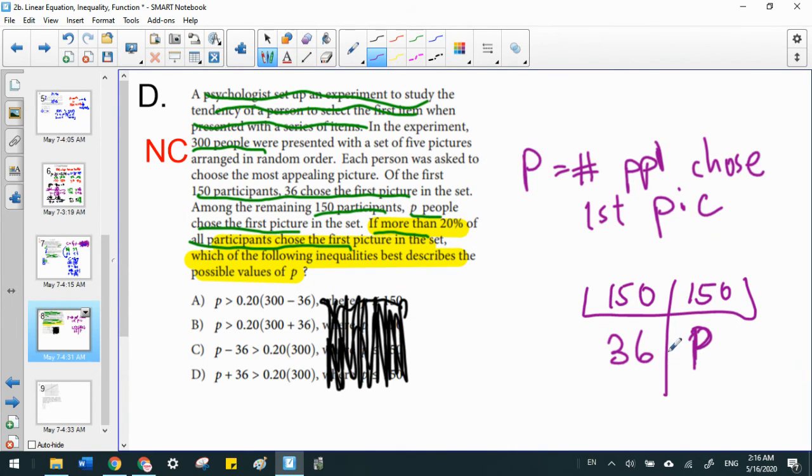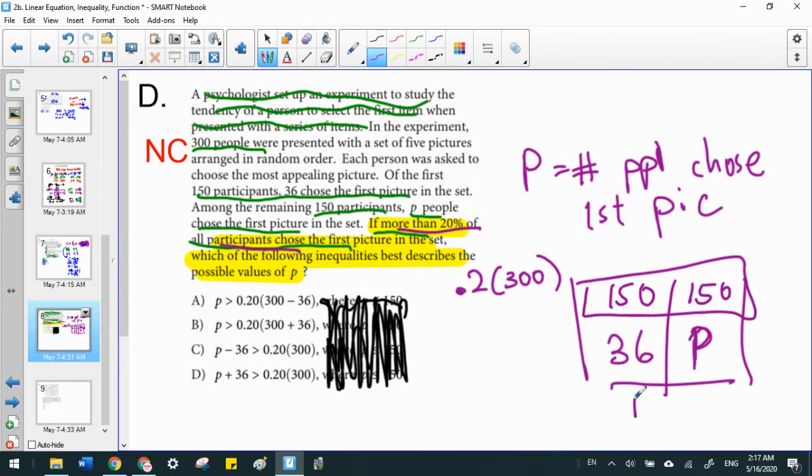So now, if more than 20% of all participants chose the first picture in the set, 20% of all participants is representative of 0.2 times 300, because that's how many parts there are. And 20% really just means 0.2 as a decimal. So this right here describes the people that chose first. And this right here represents 20% of the participants.